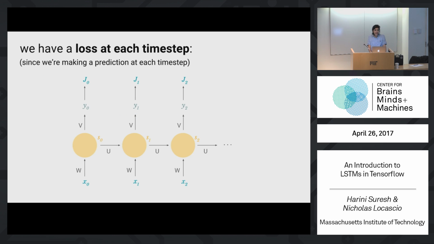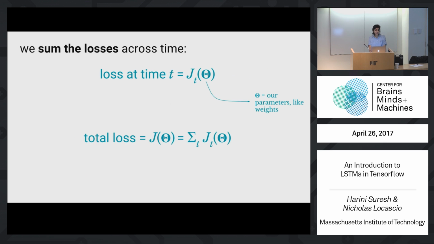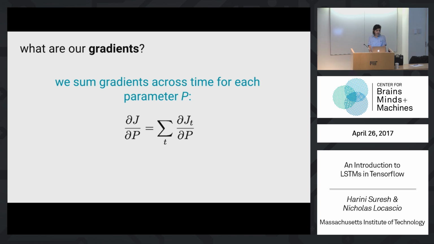Okay, so we have a loss at each time step in an RNN because we're moving through time, and so it's pretty simple. The total loss for a particular parameter is just the sum of the losses at each time step. And since we have a loss at each time step, we also have a gradient at each time step, and the total gradient is just the sum of the gradients at each time step.